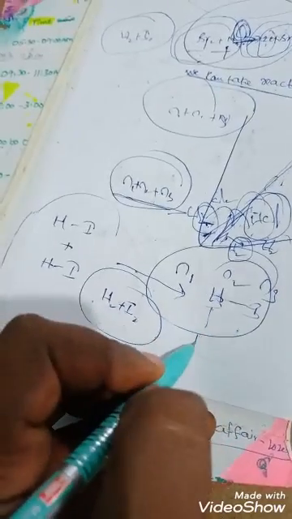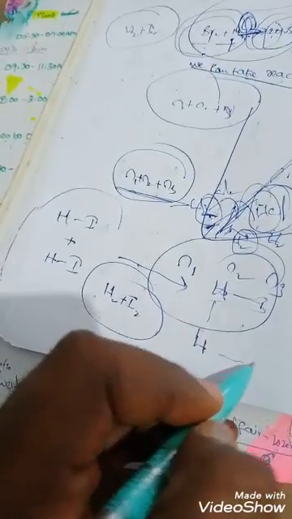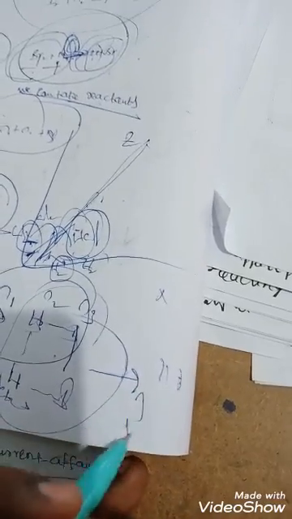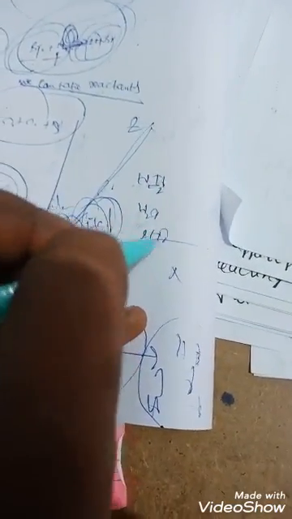HI. This is the square. This is called the activated complex. So in this activated complex, we can turn to HI. Okay, this is the H2I2, or 2HI.